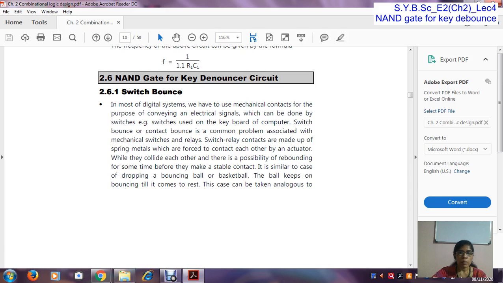Switch bounce or contact bounce is a common problem associated with the mechanical switch and relay. In most digital systems, we use key pressing mechanical contacts for electrical signals. Mechanical contact means we use mechanical switches to press the key, for example, the switches used on the keyboard of a computer. The keys on the keyboard we use on a laptop are mechanical contacts. So switch bounce or contact bounce is a common problem associated with mechanical switches.